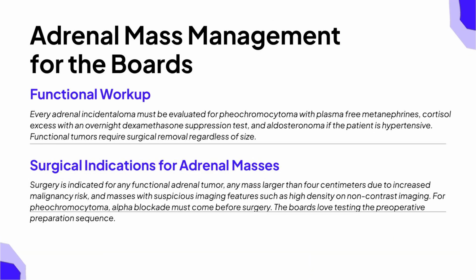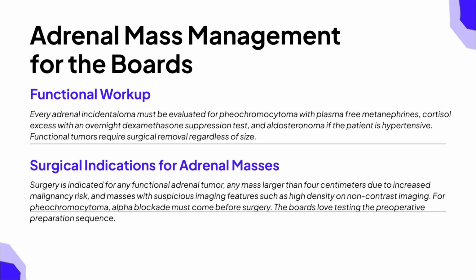Now let us review adrenal mass management. This is extremely high yield. Every adrenal incidentaloma, no matter how benign it looks on imaging, needs a functional workup. That means plasma-free metanephrines to rule out pheochromocytoma, an overnight dexamethasone suppression test to rule out cortisol excess, and if the patient has high blood pressure, check an aldosterone to renin ratio. Any functional tumor needs surgery regardless of size.